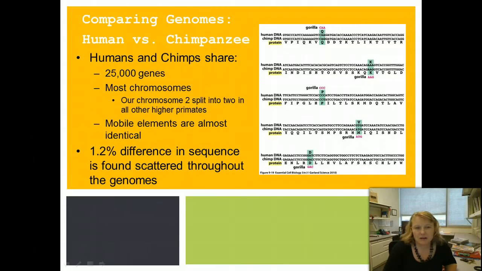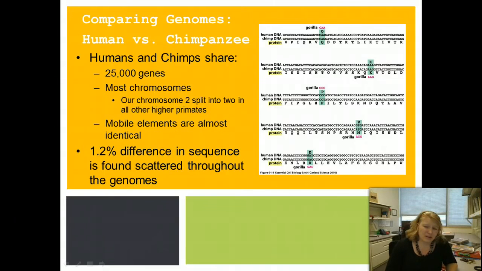But what you can see here on this slide is the few places where there are amino acid changes between the chimps and the humans. And it also shows that the gorilla changes on here too. And this shows us that we're about 1.2% difference in sequence scattered throughout our genomes. And that's what equals chimp versus human.